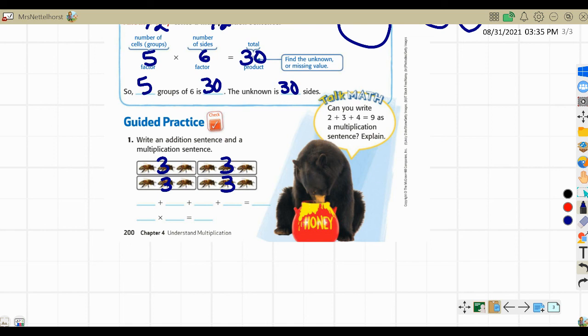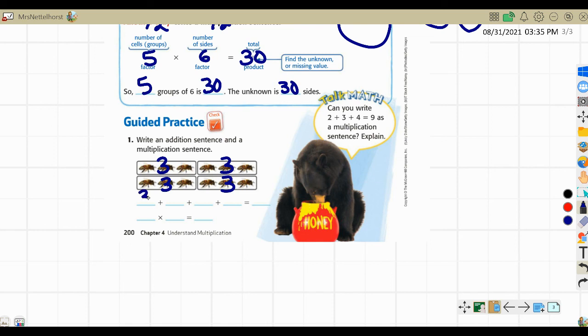Okay? Now what I want you to do is take those 3s and put them in the repeated addition sentence, and find out how many bees altogether, whether you add up the 3s or you just count the bees. Either way, put your total after the equal sign. Pause the video.